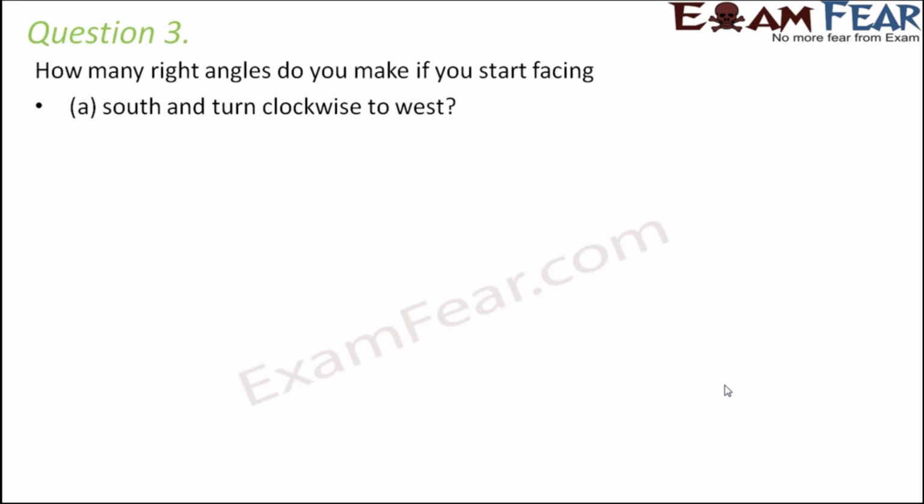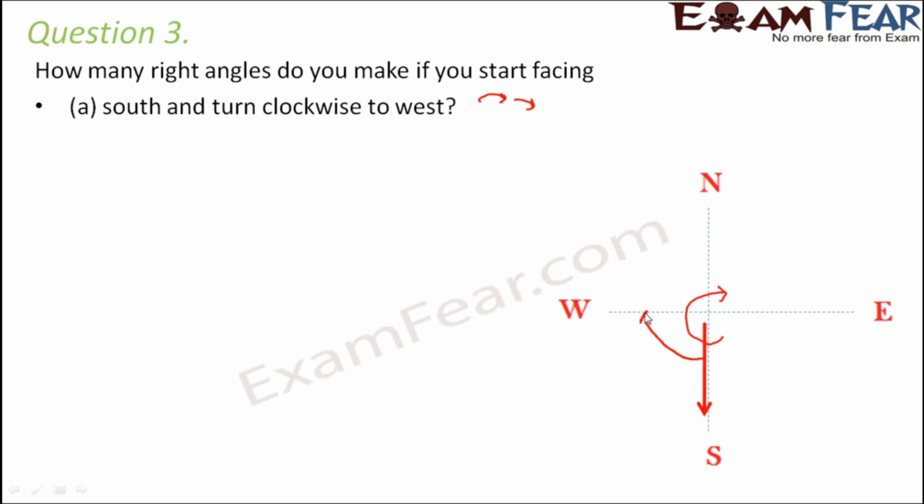Okay. So it says that, these are the 4 directions that we have. Initially you start facing south. So the correct initial position is towards south. Perfect. Now you turn clockwise. What is clockwise? Clockwise means along the direction of the hands of the clock. So this direction. You actually move like this. Perfect. And then you turn clockwise towards west. So you need to reach till here. From here till here. How many right angles do you make? From south to west in this direction, how many right angles are involved? Only one right angle.